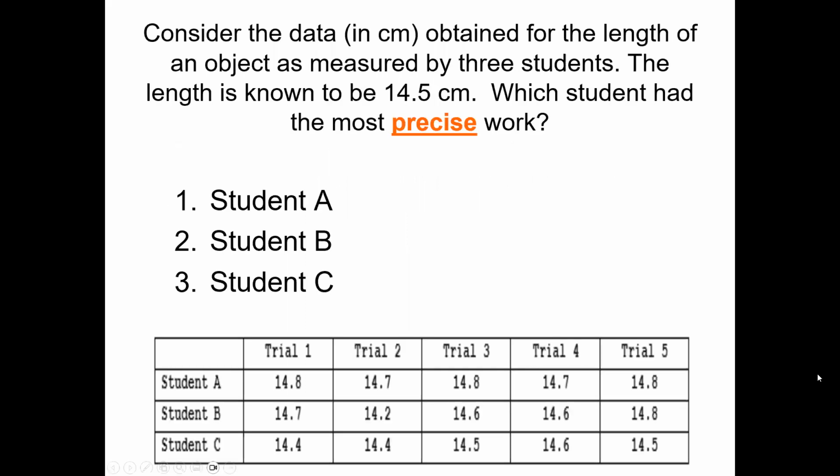Okay, now we have these data that were obtained for the length of an object. They were measured by 3 students. Which one of these students is the most precise? We have student A, student B, and student C. You can just say A, B, or C. And look at, they measured it 5 times. So you can look at all their data and then figure out which one is the most precise.